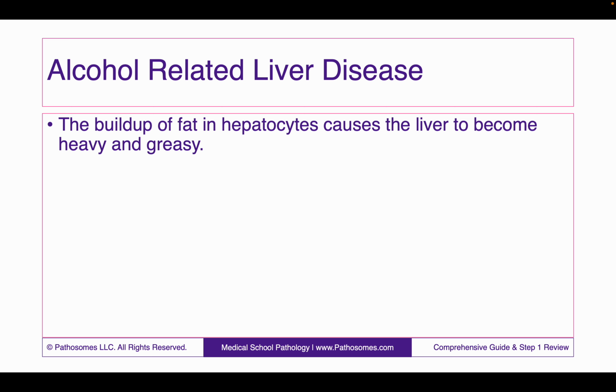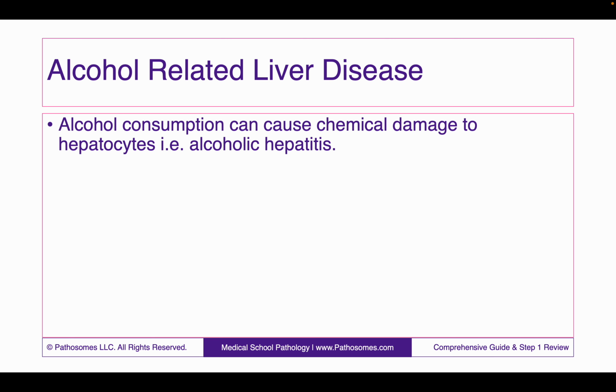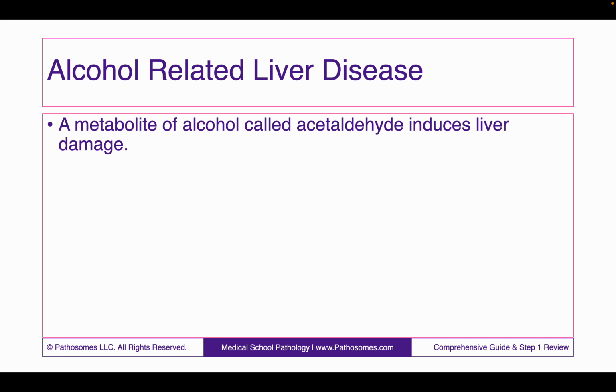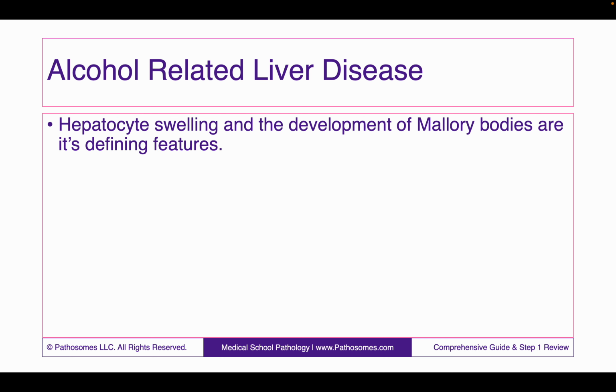Now, the buildup of fat in hepatocytes causes the liver to become heavy and greasy. Alcohol consumption can cause chemical damage to the hepatocytes, i.e. alcoholic hepatitis. The metabolite of alcohol, called acetaldehyde, induces the liver damage. Hepatocyte swelling and the development of Mallory bodies are its defining features, right? So don't be shocked if you're asked to identify a Mallory body.